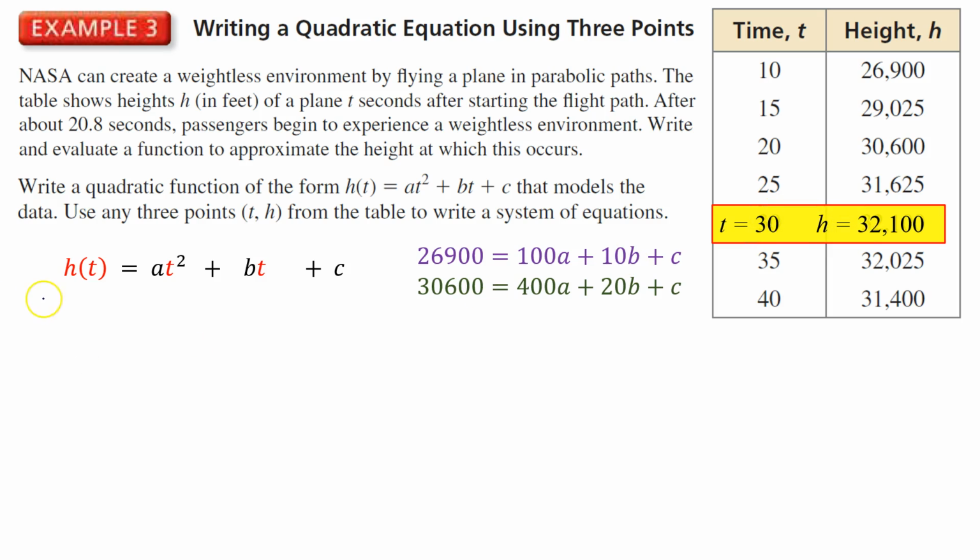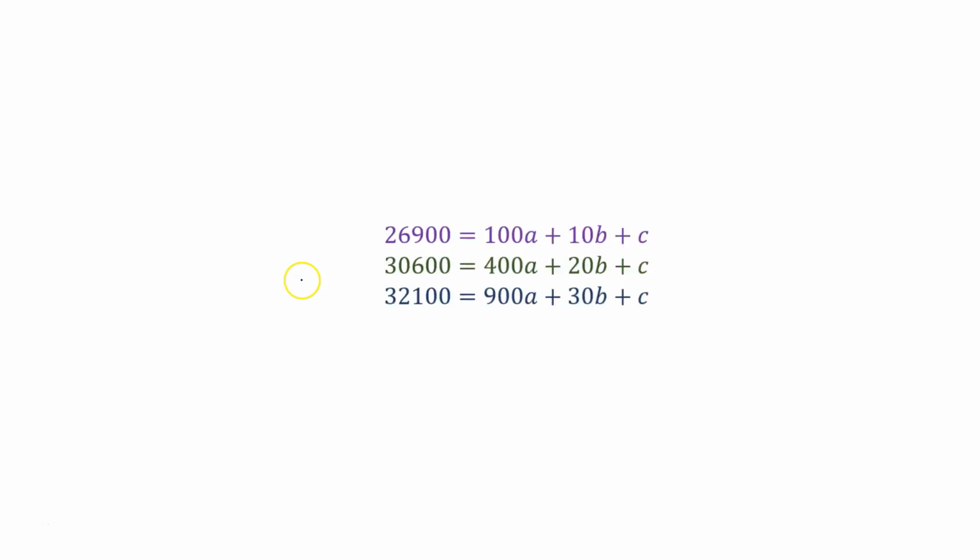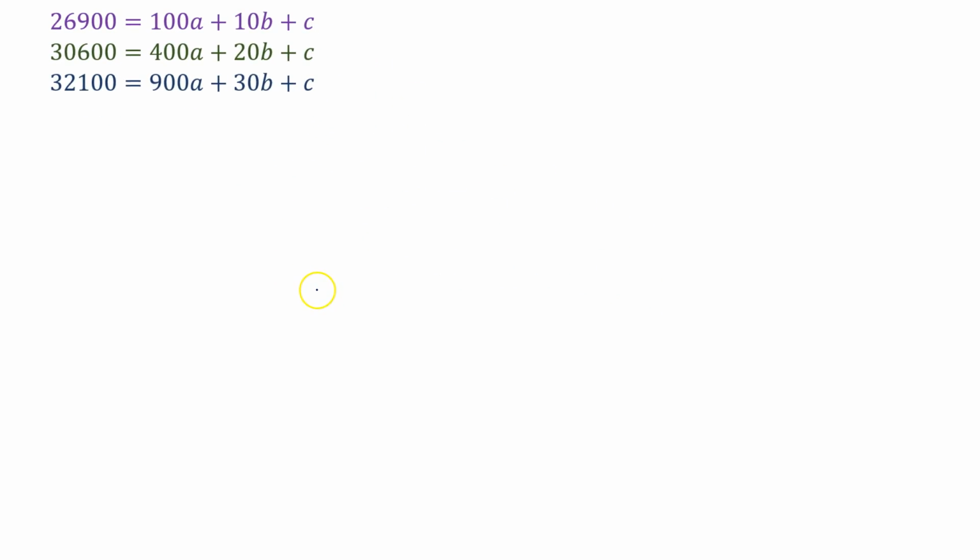Our height is 32,100. T is 30. So 30 squared is 900. 30 times b plus c, and there's our third equation. All right, so now let's solve this system. All right, so we've got 3 equations. Just for convenience, I'll call them equation x, y, and z.